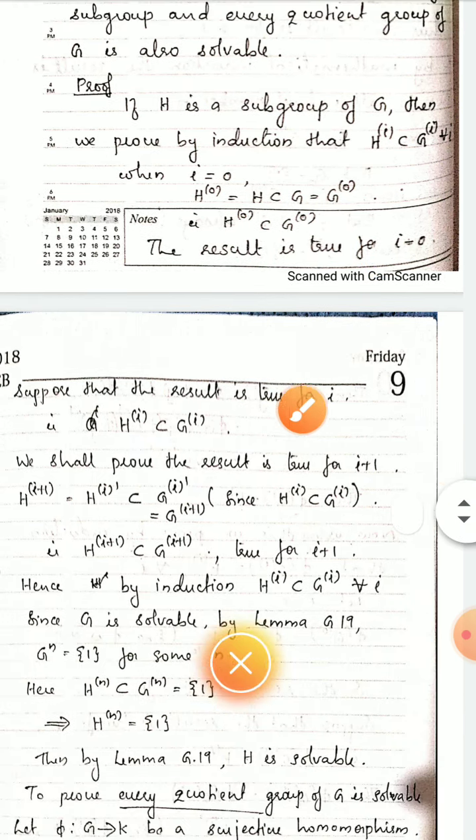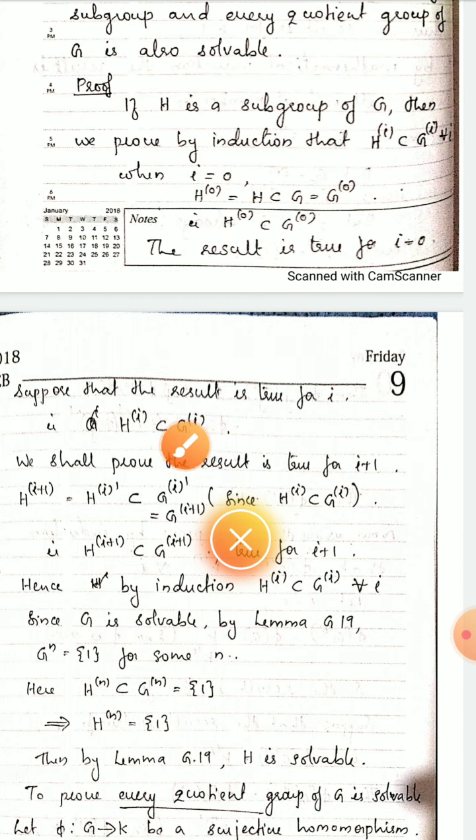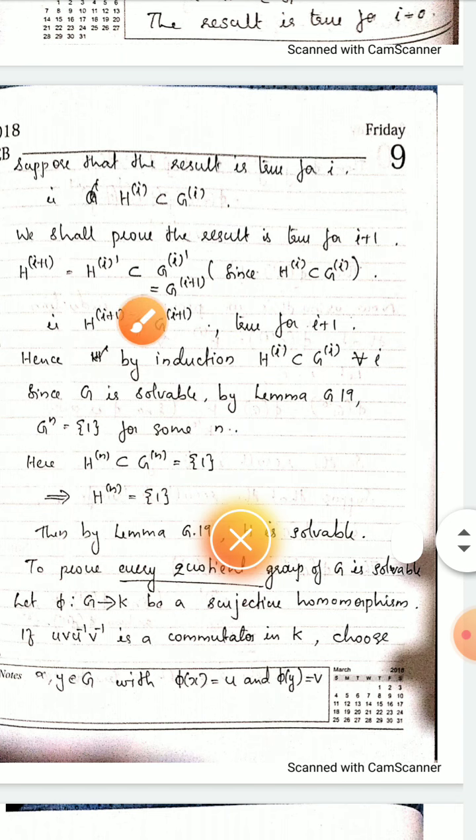Now we suppose that the result is true for i. So H^(i) is a subset of G^(i). Then we shall prove the result is true for i plus 1. So H^(i+1) is, by definition, H^(i)', the commutator subgroup of H^(i). So H^(i+1) is H^(i)', and H^(i)' is a subset of G^(i)', because by assumption H^(i) is a subset of G^(i). So trivially H^(i)' is a subset of G^(i)'.